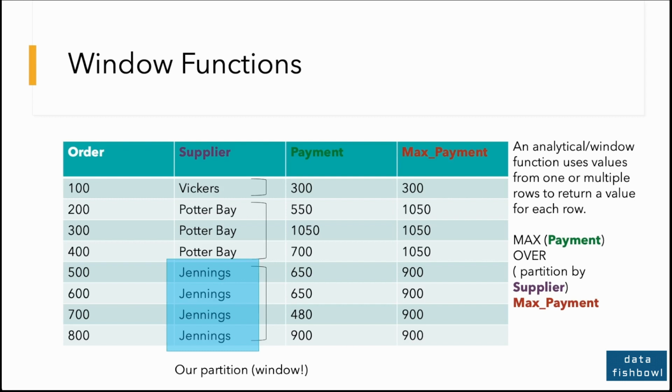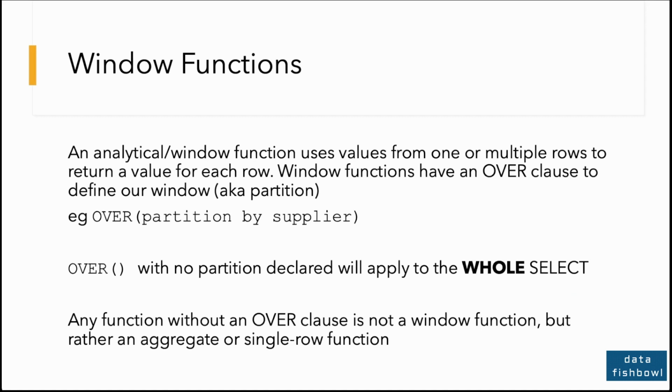So the partition in this case is supplier. The function that we're applying is the max aggregate function, and the column we're going to put that value into is called max payment. It's important to know that because we're using the over clause, we are defining partitions. Any function that we use without that over clause is not a window function. It just becomes the standard aggregate function that we've done before when we looked at group by. And that's the basic concept behind window functions. So let's take a look at some examples now.